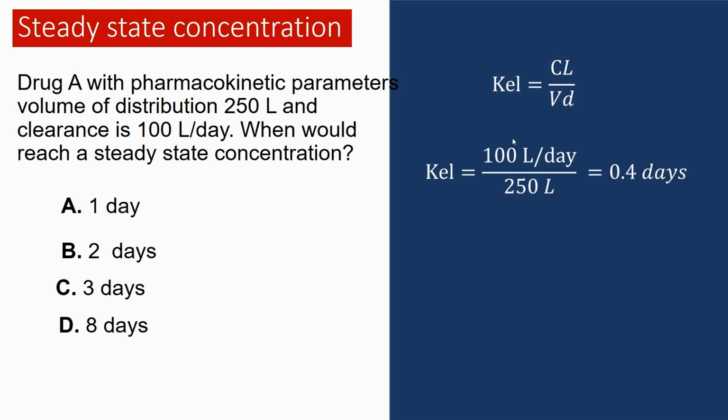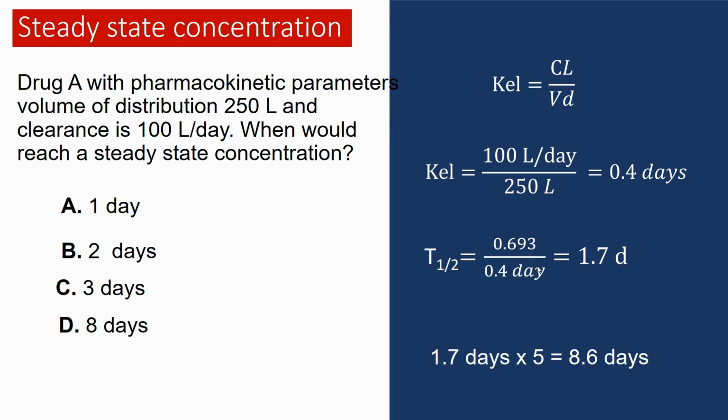All right, so now let's first plug in the clearance and volume of distribution. It comes to be 0.4 per day. So what is that 0.4? It is the elimination rate constant. So you plug in that 0.4 elimination rate constant and then divide 0.693, which is for t half, by it. So now if you calculate that, it comes to be 1.7 days. So the half-life is 1.7 days.